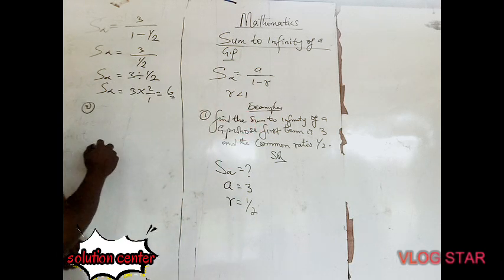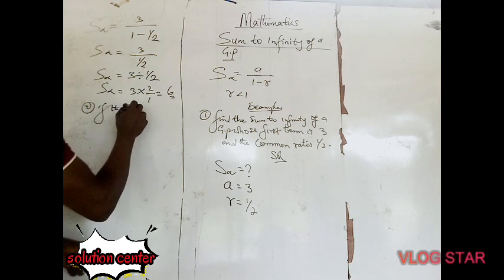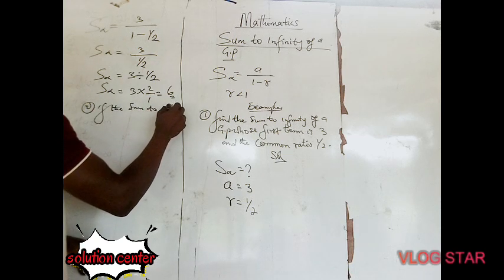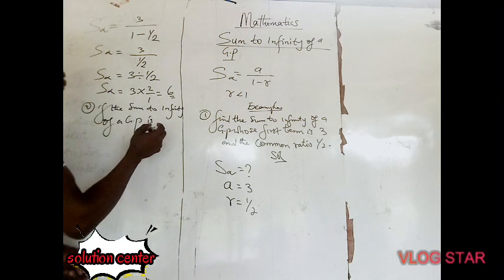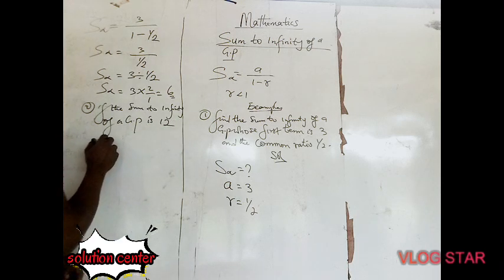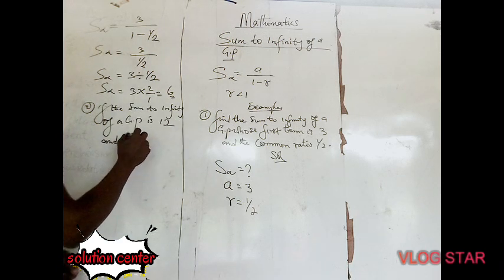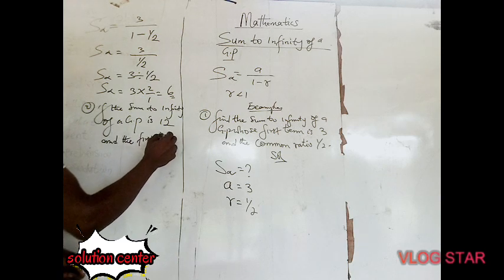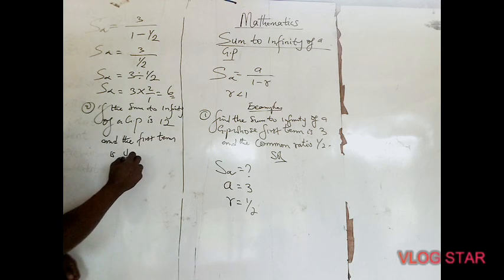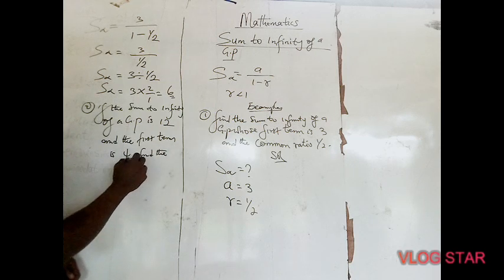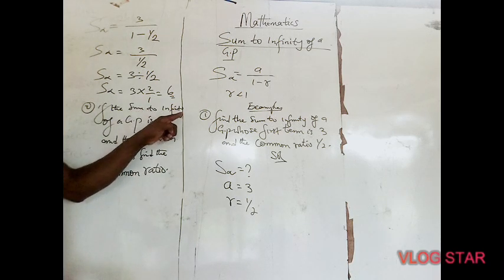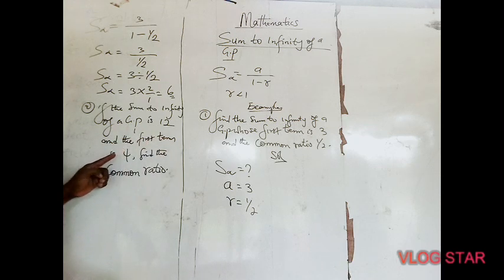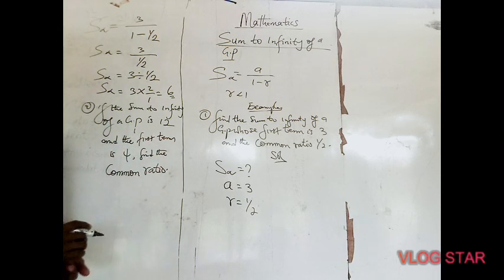What if a question like this is given to you? If the sum to infinity of a GP is 12 and the first term is 4, find the common ratio. The question says if the sum to infinity of a GP is 12 and the first term is 4, find the common ratio. How do you apply this particular question?